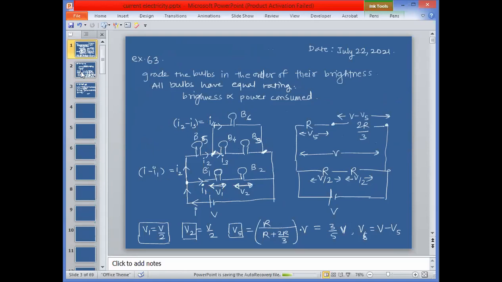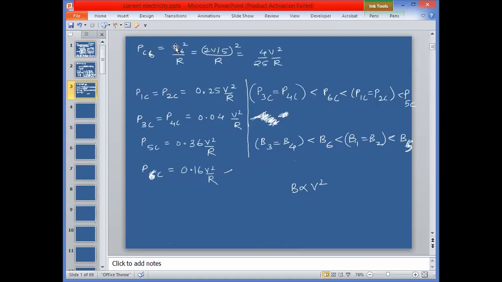Number 1 thought. Number 2 thought, use voltage division principle and find out the voltage across each bulb. Okay, and now you know power is equal to V square upon R. So more the V square, more will be the power. But sir, all the resistances are equal and power is proportional to V square.